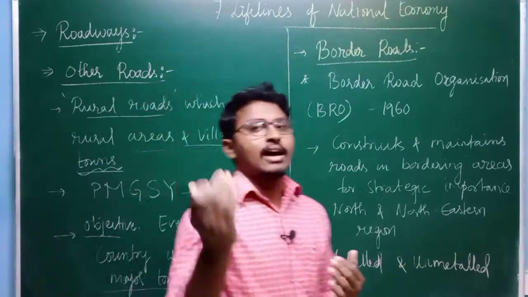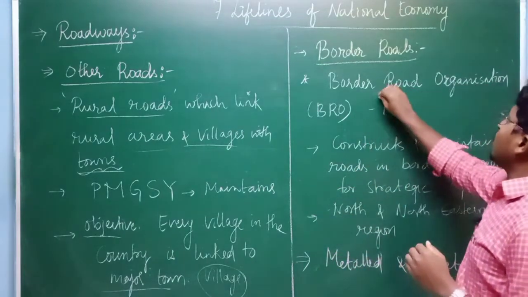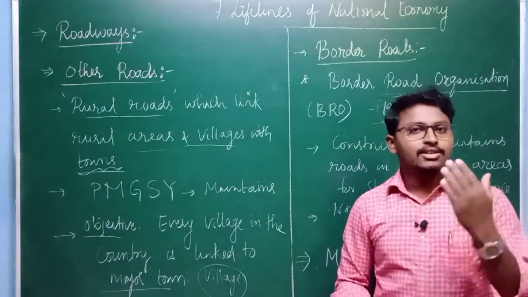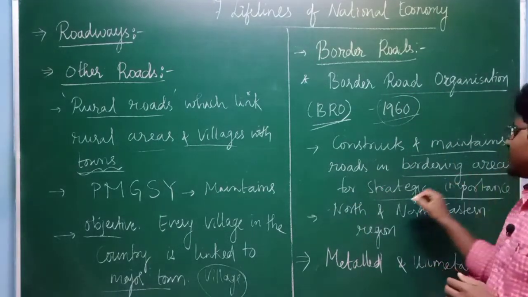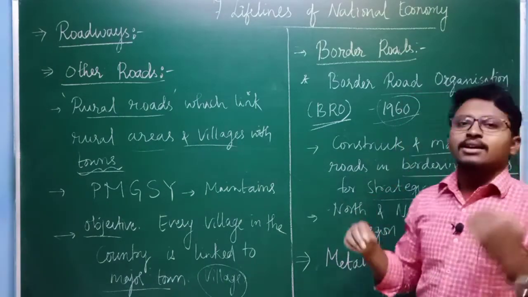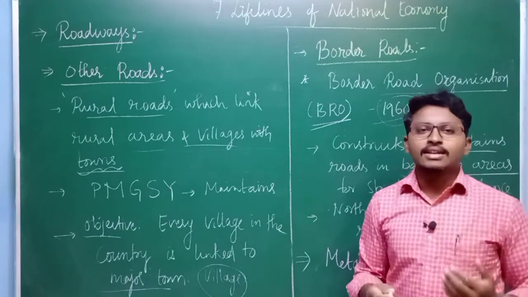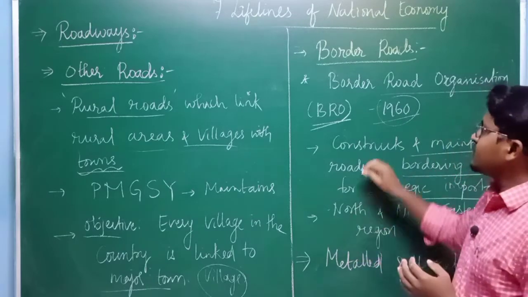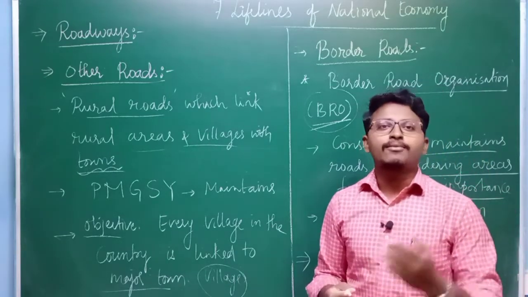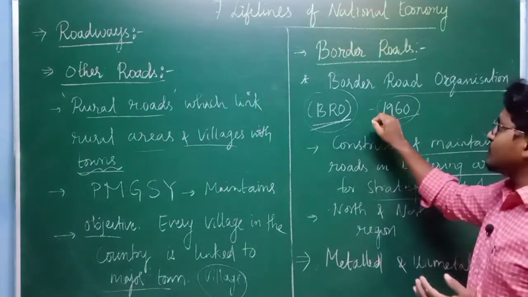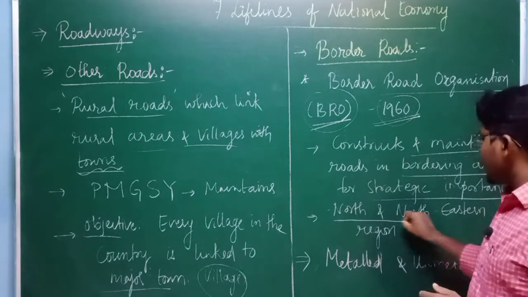Then apart from this, we have another type of roads known as border roads, and these border roads are constructed by an organization known as the Border Roads Organisation, which was established in the year 1960. In short, we also call it BRO. The main aim is that it constructs and maintains roads in bordering areas for strategic importance. That means especially it constructs roads in the north and northeastern parts of the country, to maintain relations with the bordering countries in connection with the trade and transport of goods. That is the reason why BRO constructs these roads, and at the same time it is easier for our military people to move from one place to another. So this Border Roads Organisation, established in 1960, constructs roads in the border areas of the country, especially in the north and northeastern region.